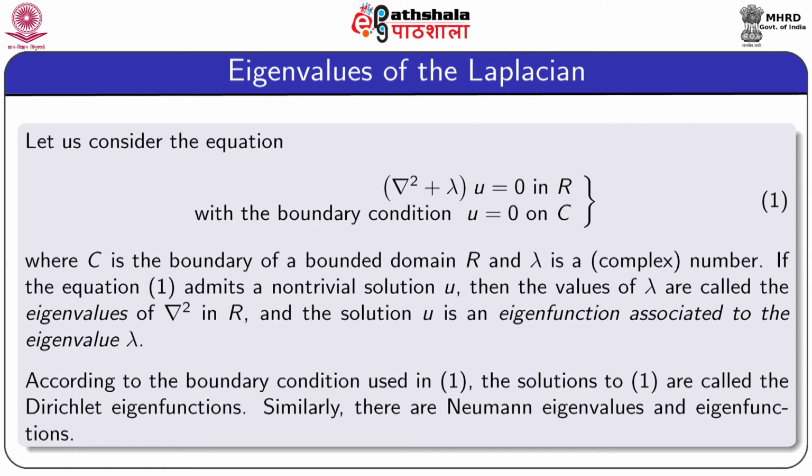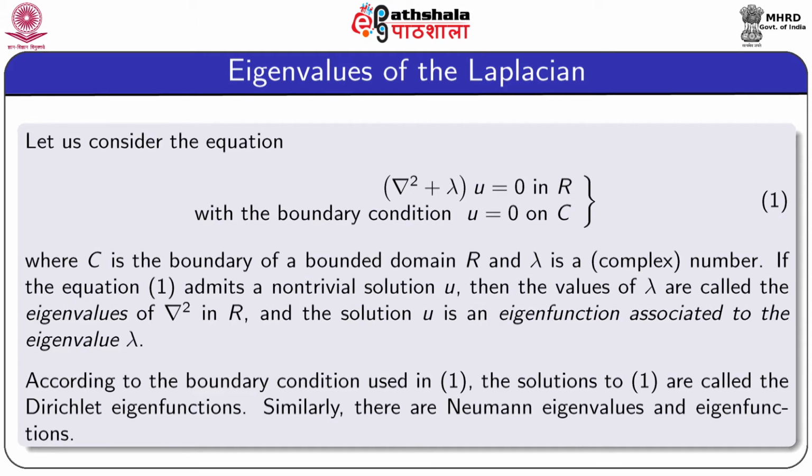So let us consider the equation Laplacian plus lambda u equals 0 in some region capital R with the boundary condition u equals 0 on C, where C is the boundary of the region capital R. Now in this equation you can see that u equal to 0 is a solution of this system, and that solution is a trivial solution of the given equation.